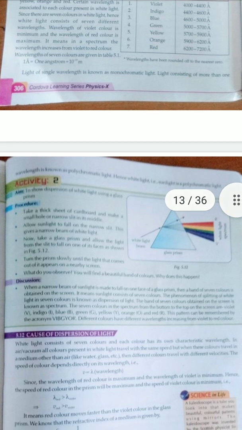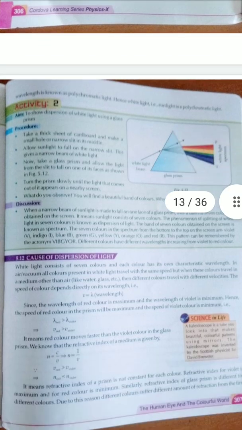There is an activity given on how to show the dispersion of white light using a glass prism. For it, we need to take a thick sheet of cardboard and make a small hole or narrow slit in the middle. Now allow the sunlight to fall on the narrow slit. This gives a narrow beam of white light.